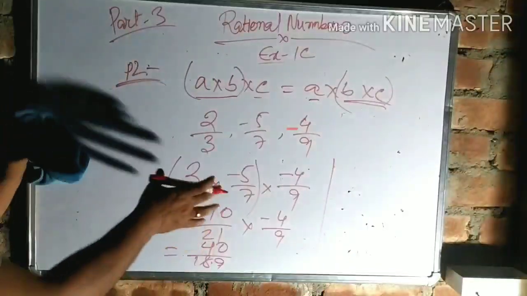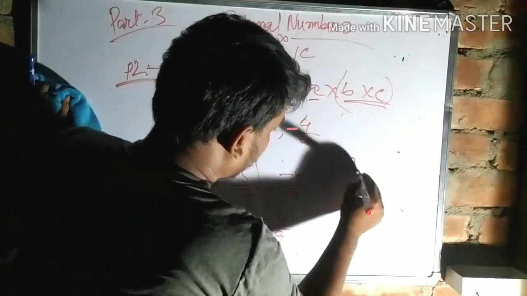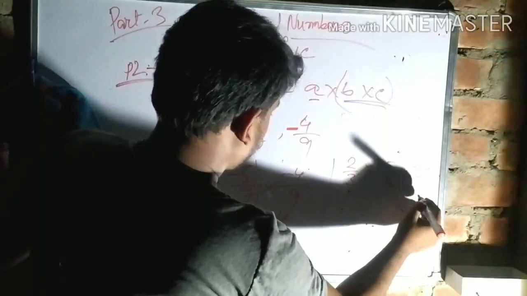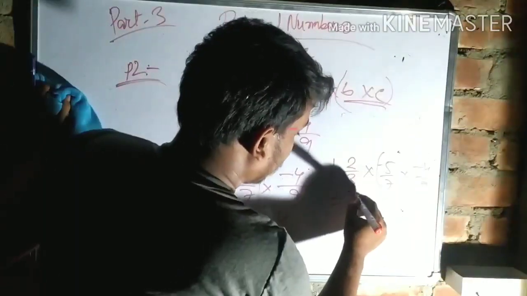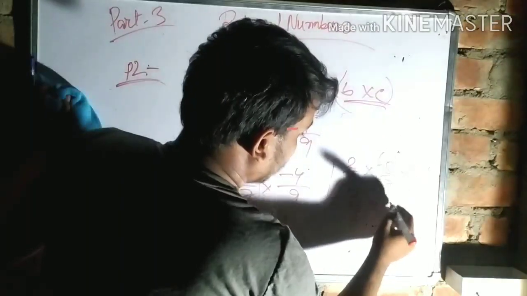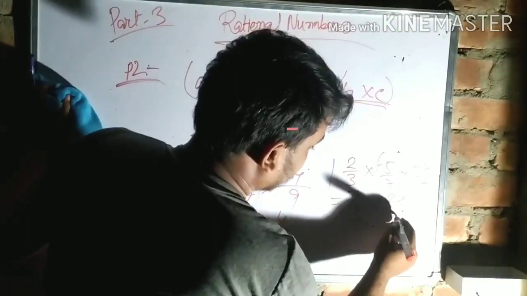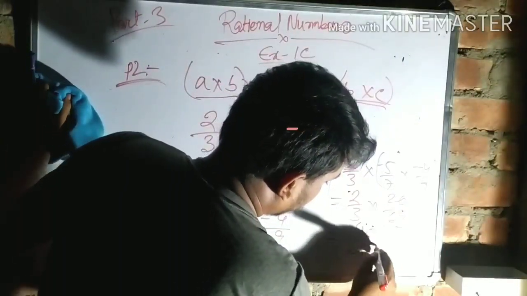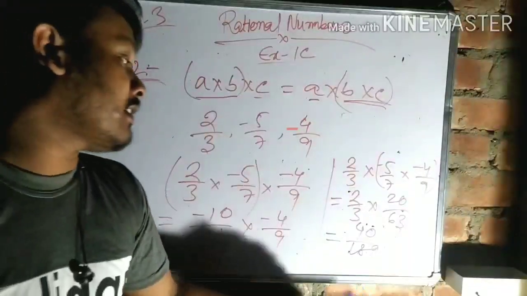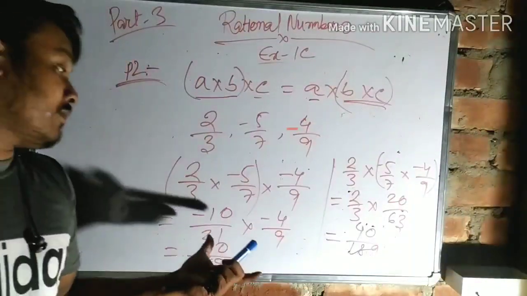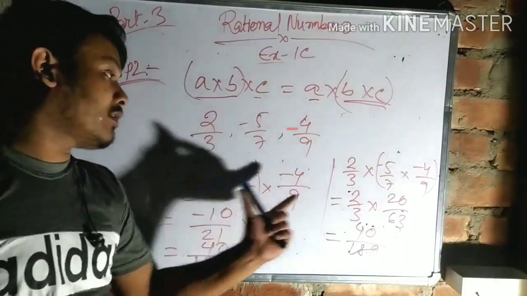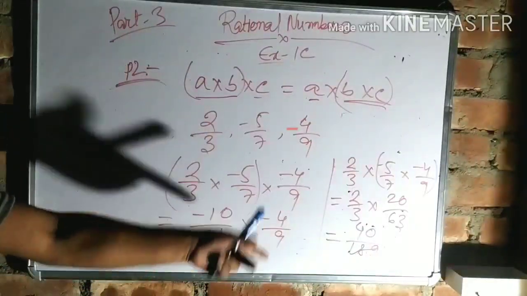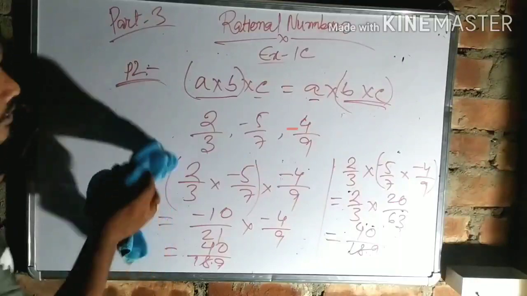If we change the position of the bracket, then what is the result? 2 by 3 into minus 5 by 7 into minus 4 by 9. Minus 5 by 7 into minus 4 by 9 is 20 by 63, then 2 by 3 into 20 by 63 gives 40 by 189. In both cases the result is the same. So if we change the position of the bracket, the value is equal. So multiplication is associative in rational numbers.